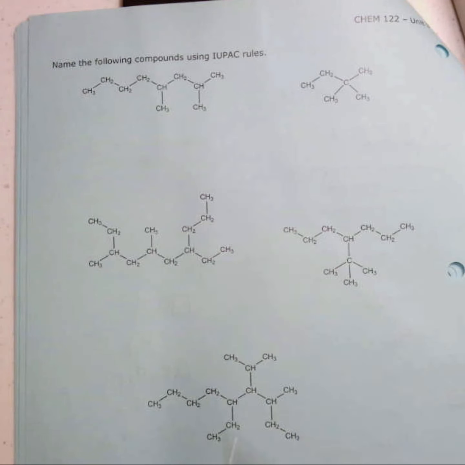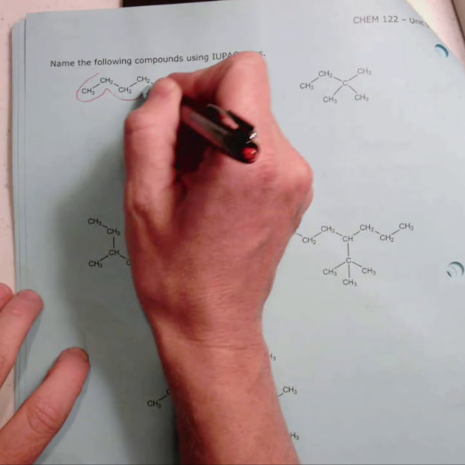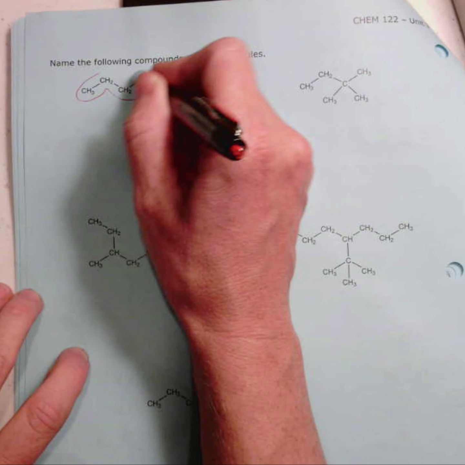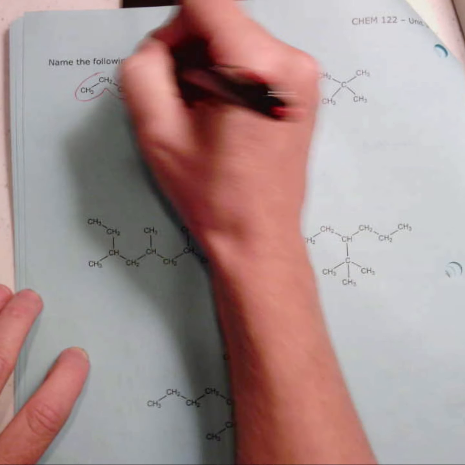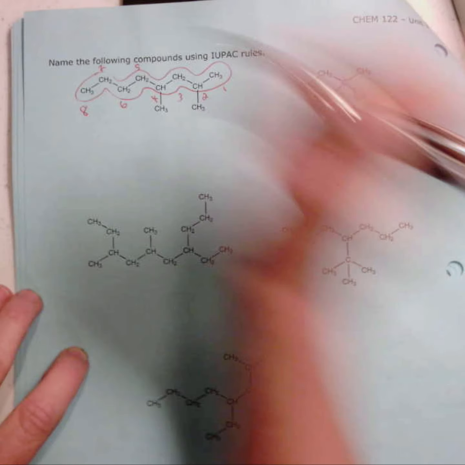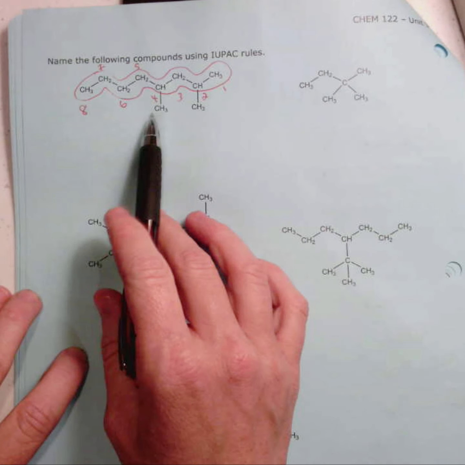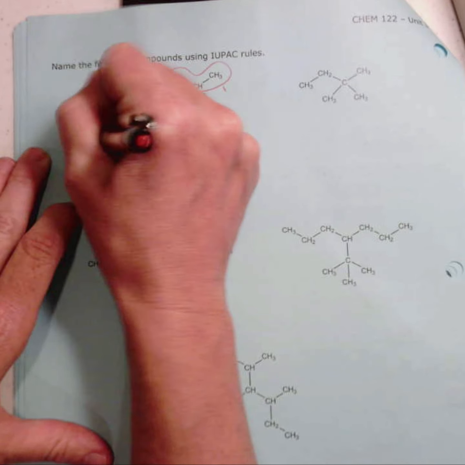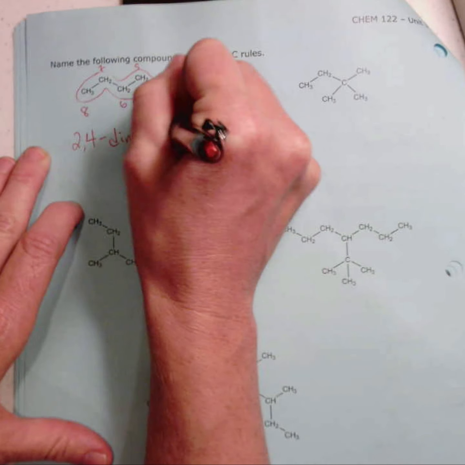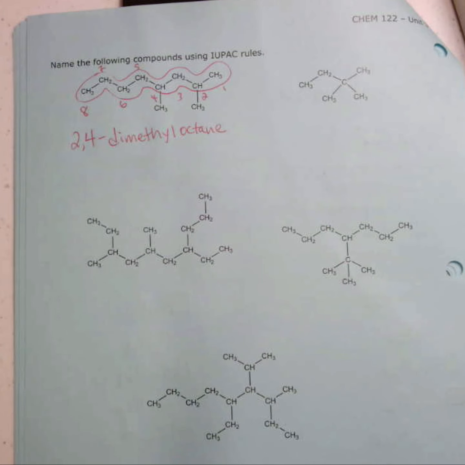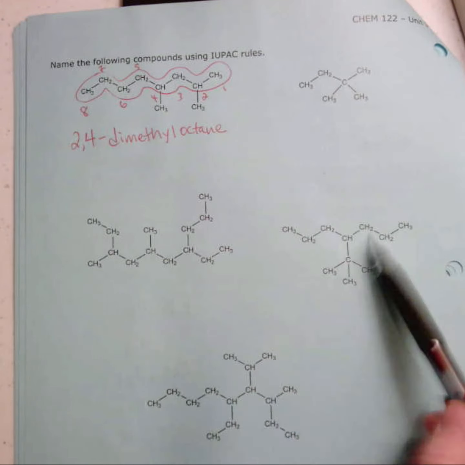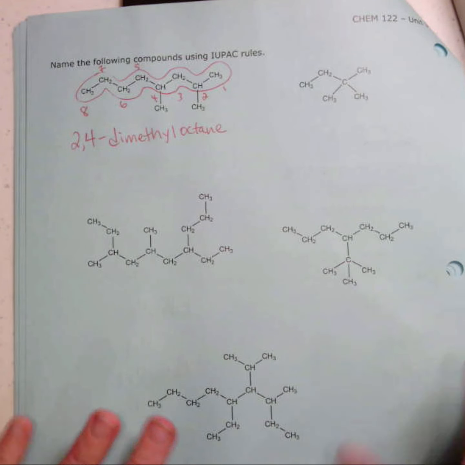Name the following compounds using IUPAC rules. Okay, first and foremost, with IUPAC, you're going to find the longest continuous chain of carbons. It may not always be written left to right, because these organic molecules can move around, right? Like when we built them with models. Okay, so this is going to be 1, 2, 3, 4, 5, 6, 7, 8. 2,4-dimethyl octane. And go ahead and hit pause and try to name the rest of these. And then you can start again.